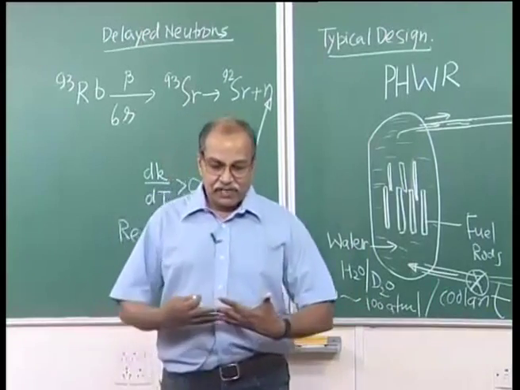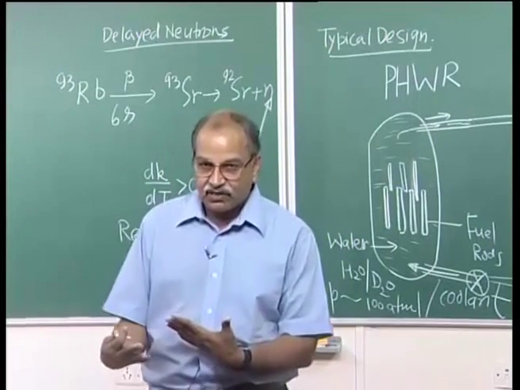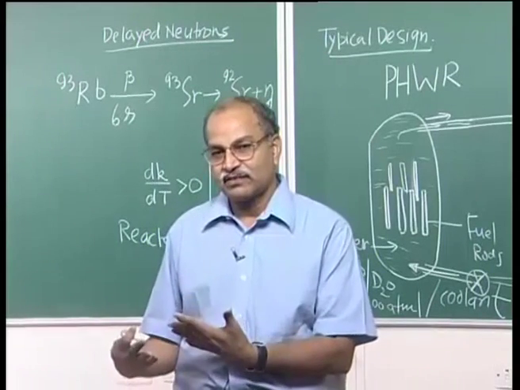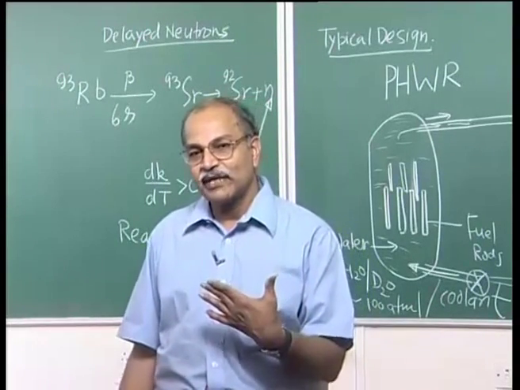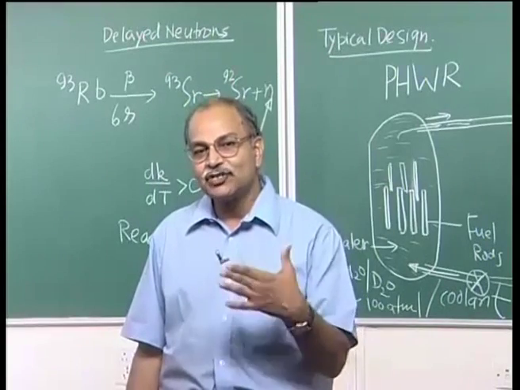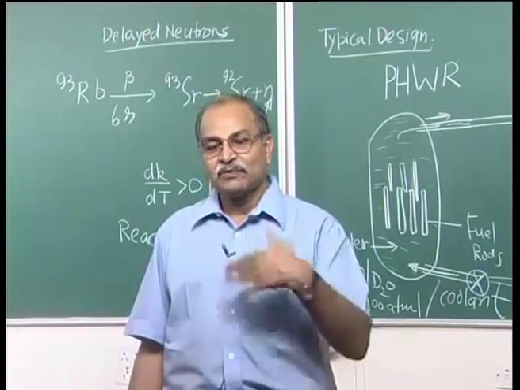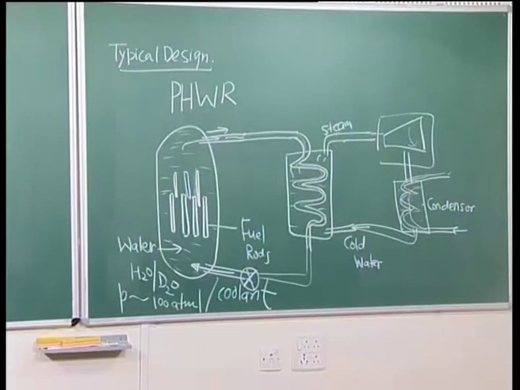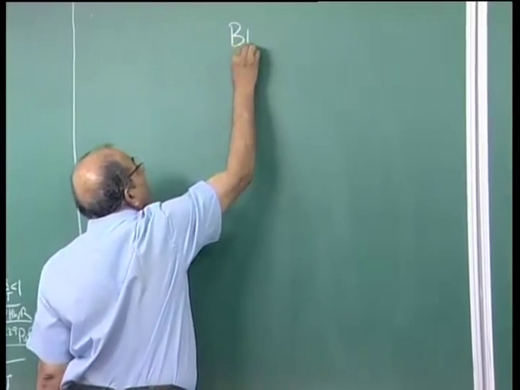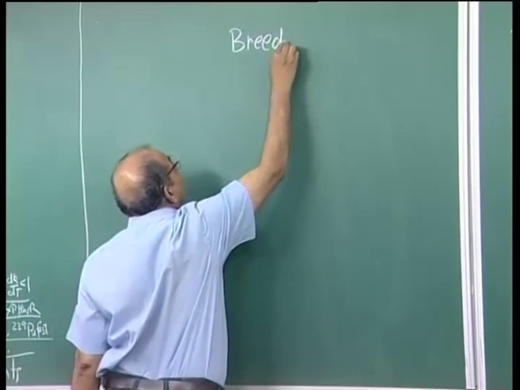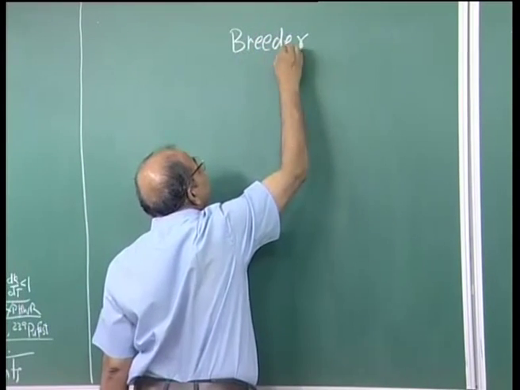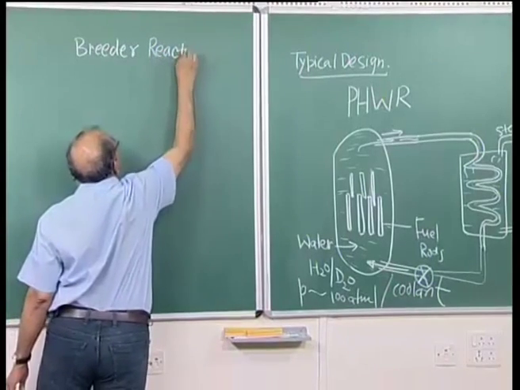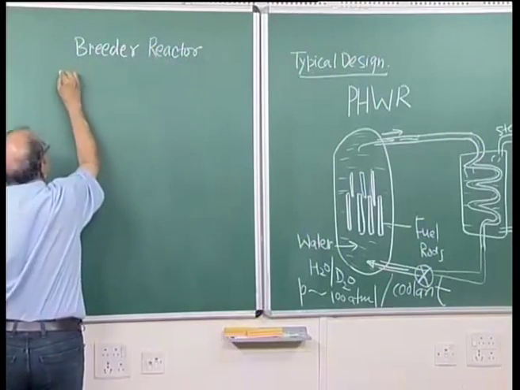Now, another type of reactors are called breeder reactors. In fact, the Indian nuclear program is called a three-stage nuclear program. So, let us first talk about what a breeder reactor is. A breeder reactor is where you breed the nuclear fuel. You know the fissile material.